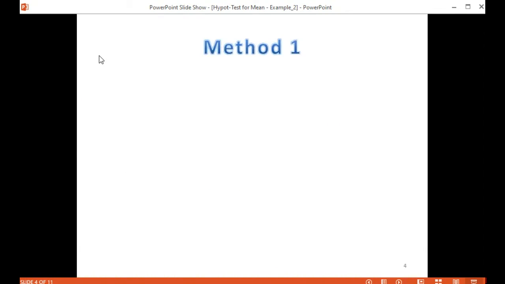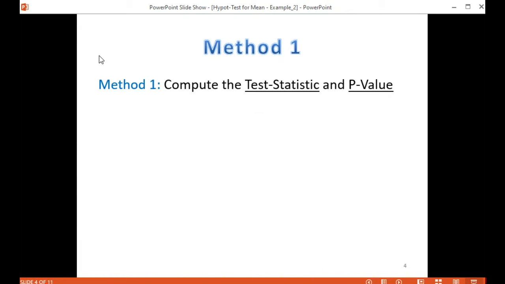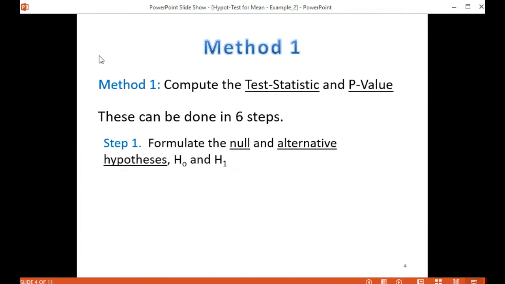All right. So let's take method 1 and break it down. This can be done in 6 steps. So what's the first step? The first step is to formulate the null and alternative hypotheses. They are denoted respectively by H0 and H1. Sometimes we say H sub A instead of H sub 1. Obviously, the A meaning alternative.